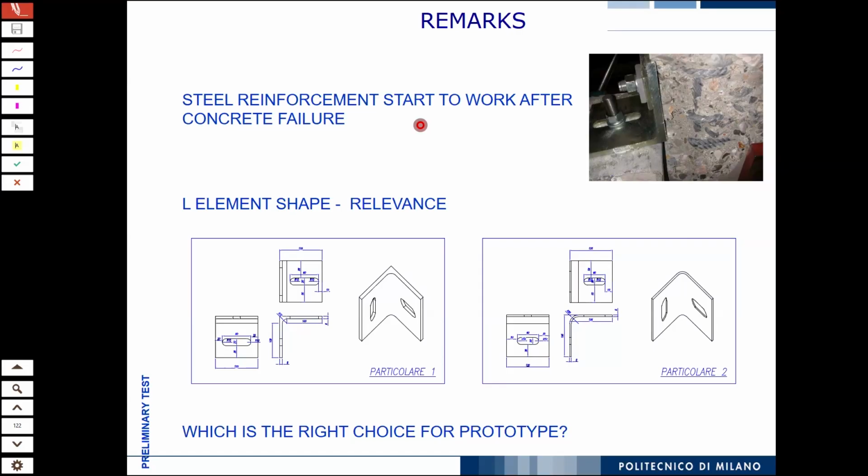Yes, this is the beauty of the dry connection. Besides being faster in execution, you can design them so you concentrate the damage, and they are very easily replaceable.